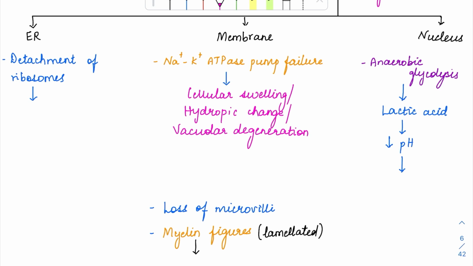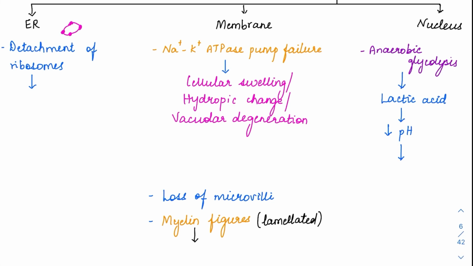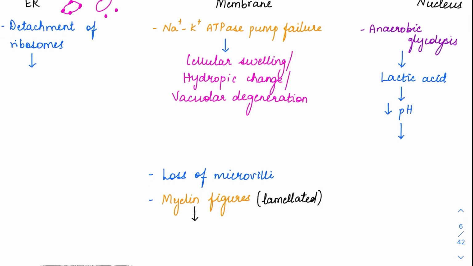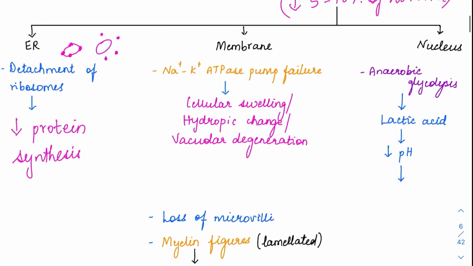So in the endoplasmic reticulum, this decreased ATP is going to cause detachment of the ribosomes. The rough endoplasmic reticulum has ribosomes attached to it. When there is loss of ATP, these ribosomes are going to be detached from the endoplasmic reticulum, and detachment of the ribosomes leads to a decrease in protein synthesis. So without ribosomes, there is not going to be any protein synthesis. So decrease in protein synthesis is the first change we see.